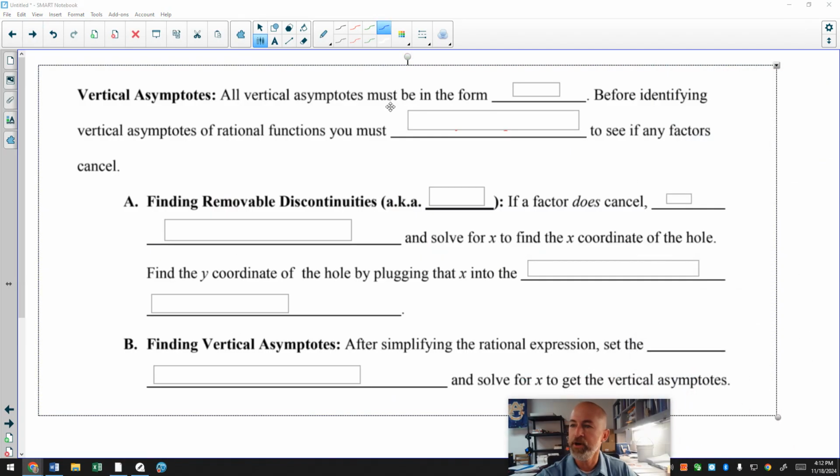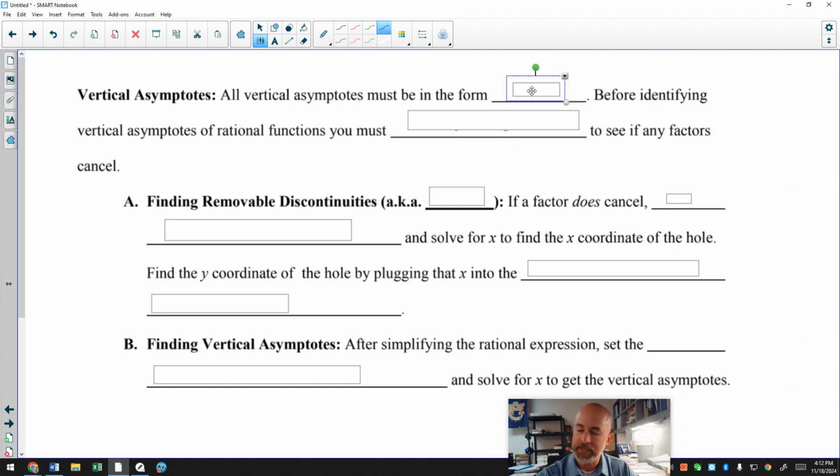Okay, we also have vertical asymptotes. And vertical asymptotes, since they are vertical lines, must be written in the form x equals a number. And when you're dealing with rational expressions, you must make sure you factor all of your expressions first, because if your factors cancel, that creates another situation we have to think about, which is actually removable discontinuity. So that's the next little bullet here.